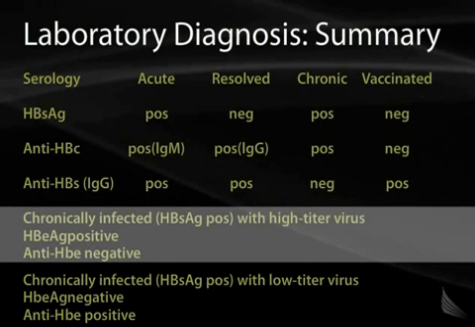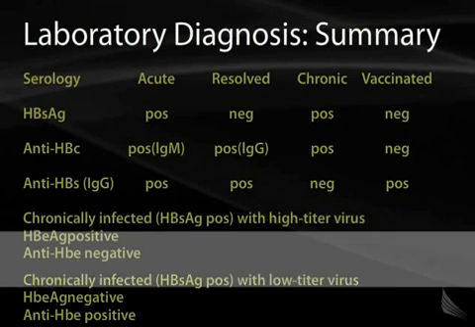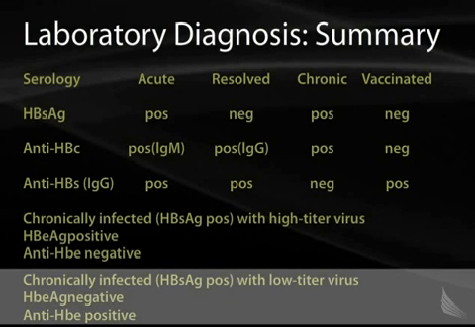So if you're chronically infected, you can be high titer virus or you can be low titer virus, depending on whether or not you have E antigen available. Like we said in the previous figure, if you have E antigen, there's active replication, you're very infective. But if you have neutralized that and you have E antibodies, then you don't have any antigen available, you have low titer virus, and you're not very infective.